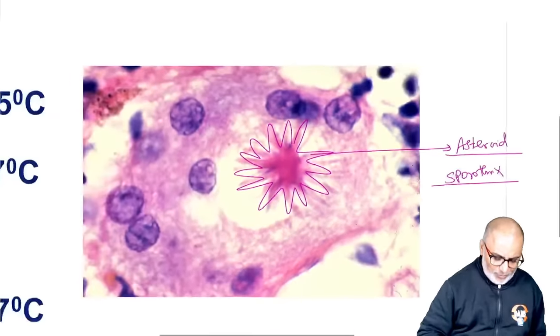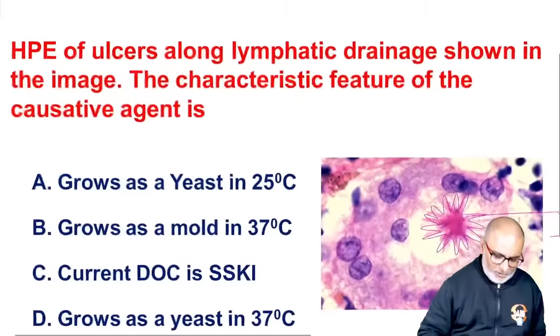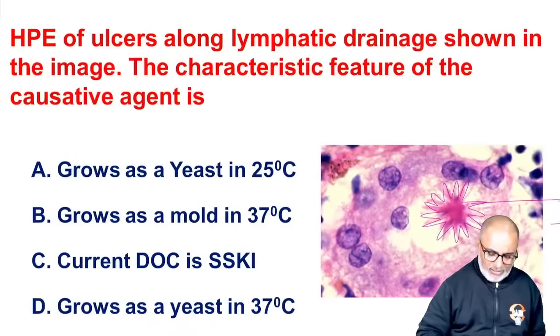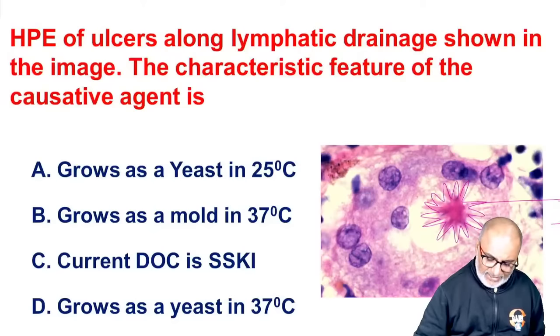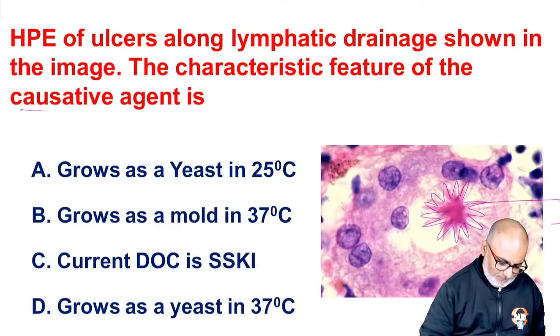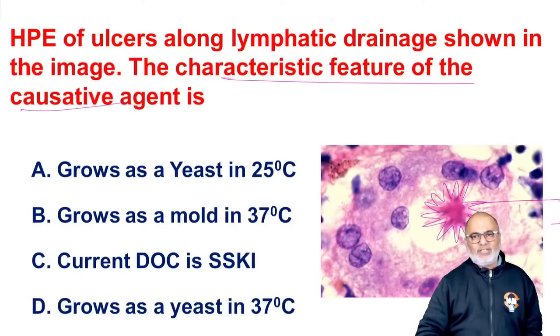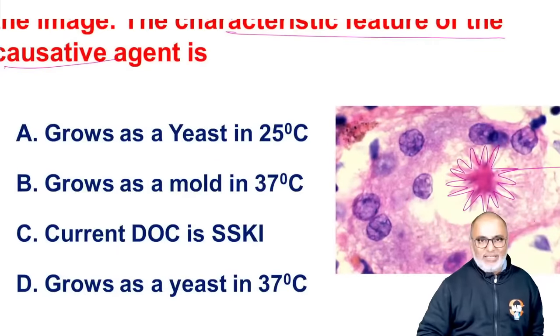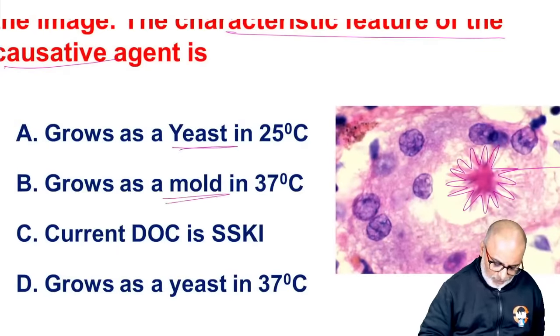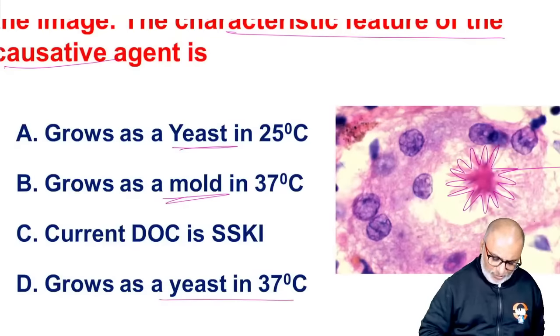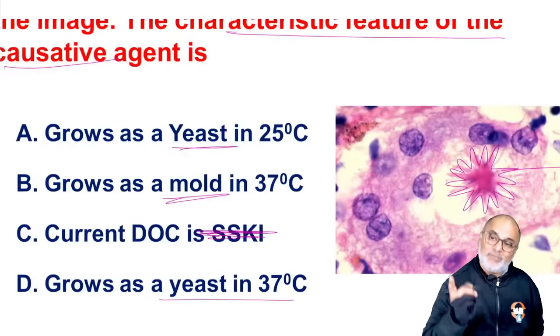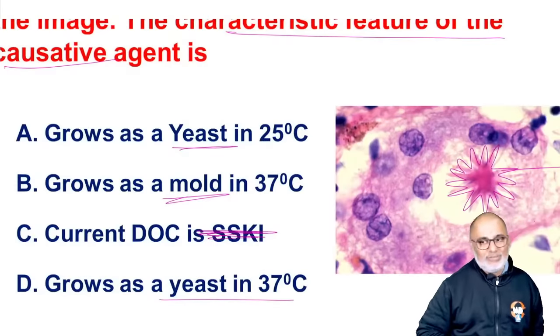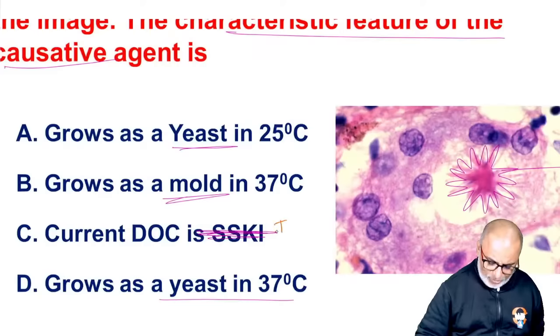Okay, now we approach. Histopathological examination of ulcers along lymphatic drainage shown in the image. Characteristic feature of the causative agent. It is a dimorphic fungus. Acceptable. It grows in yeast form and mold form. And the drug of choice is not saturated solution of potassium iodide. It was the drug of choice previously. Old books may show this. Now the treatment is itraconazole.